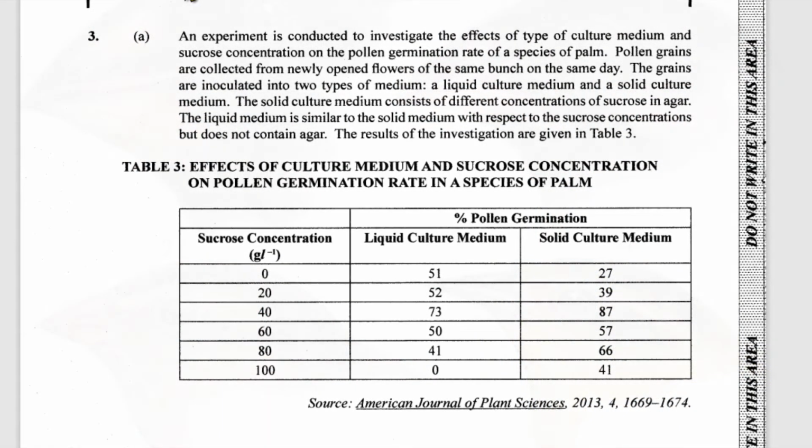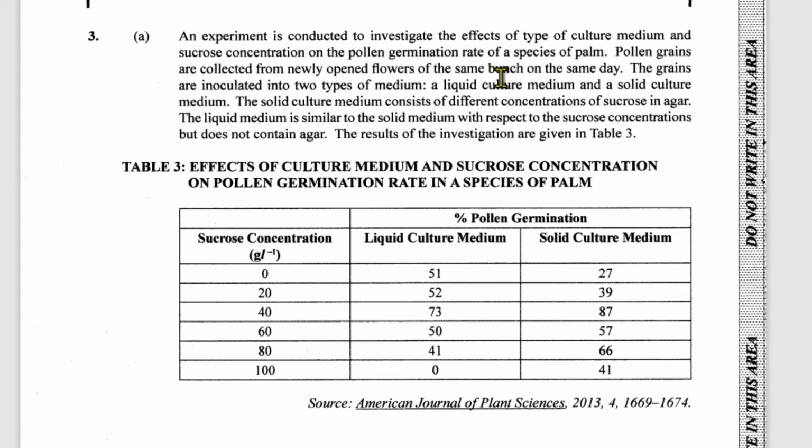Let's look at question 3. An experiment is conducted to investigate the effects of type of culture medium and sucrose concentration on pollen germination rate of a species of palm. Pollen grains are collected from newly opened flowers of the same bunch on the same day. The grains are inoculated into two types of medium.